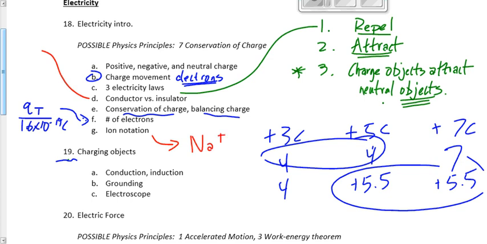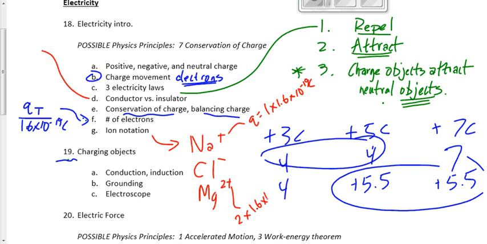If I say Cl minus, what does that mean? If I say magnesium 2 plus, what does that mean? Well, Na plus means the charge of this is 1 times the elementary charge. This Cl minus is -1 times the elementary charge, and 2 plus would be 2 times the elementary charge, or 3.2 times 10 to the minus 19 coulombs.